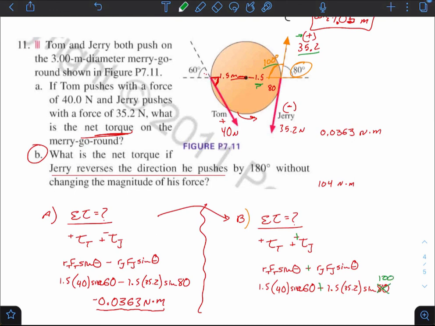And at this point, it becomes very plug and chug. And when I do that, I get 103.95, or exactly what the answer key says, rounded to 3 sig figs, 104 newton meters.